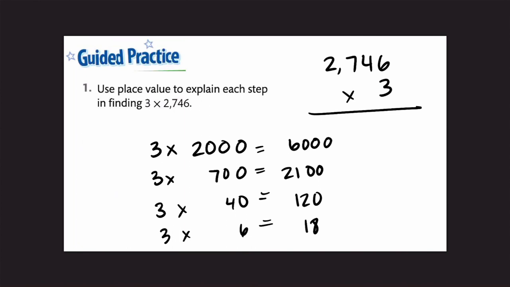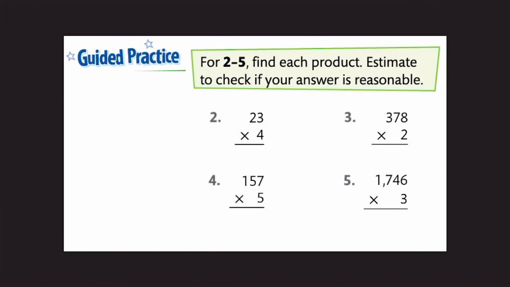So place value, when we're multiplying in standard algorithm, is just going and separating. We're multiplying that 3 by each part of that number. Okay. All right. Let's look at this next one. Find each product, estimate to check if your answer is reasonable. So let's first, do we want to estimate first or after? We'll do it after. Okay.